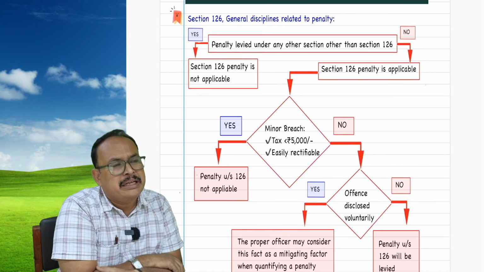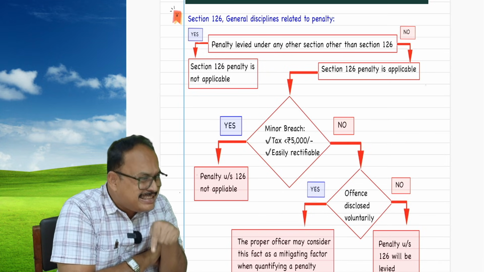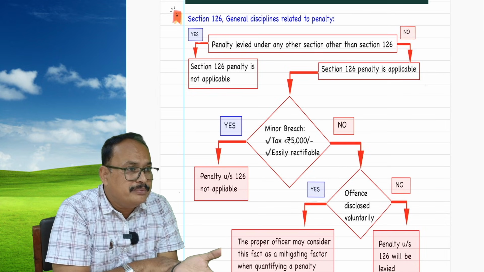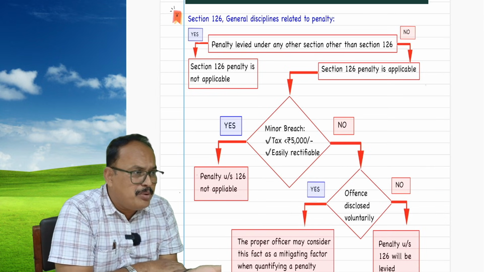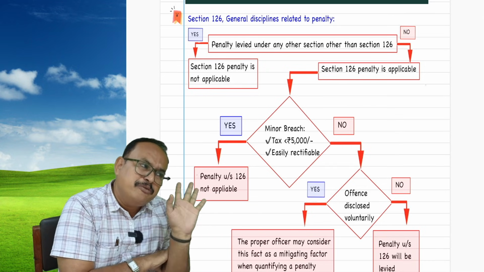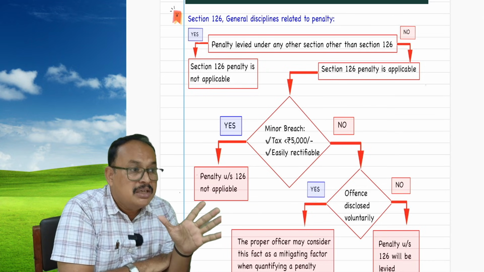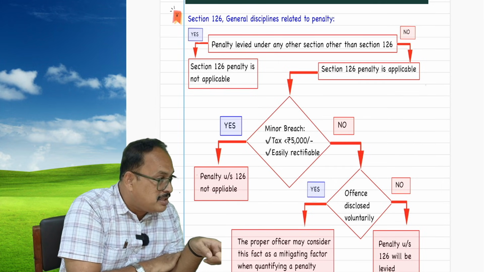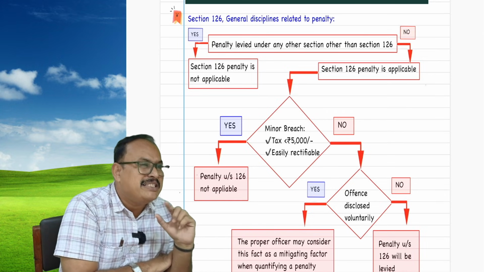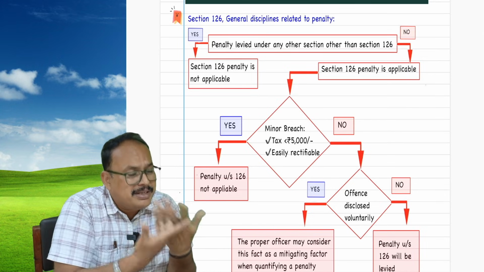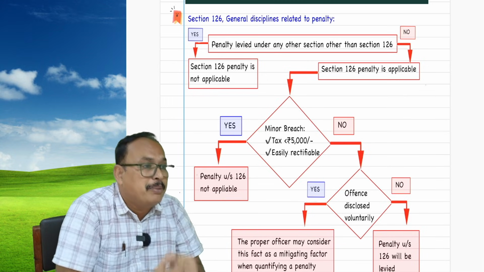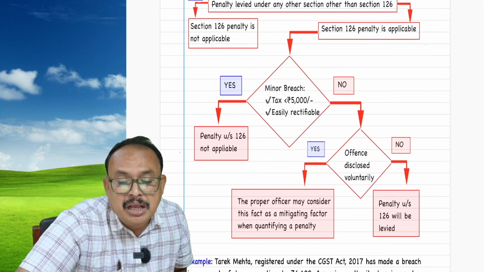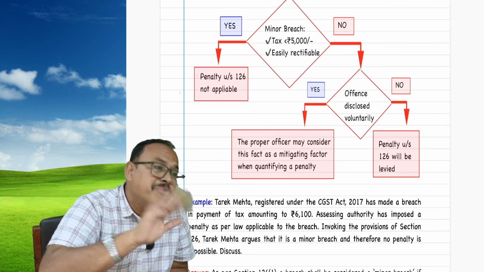What is a minor breach? If the value involved, the tax amount, is less than rupees 5,000 or it is easily identifiable from the records, easily rectifiable in the records, in that case, it is a minor breach. If minor breach, no penalty. Penalty will be waived. Sir, not a minor breach, sir. More than rupees 5,000 involved, or equal to rupees 5,000. Not a minor breach, sir. If not a minor breach, but the offence has been disclosed by the person who committed it before being detected by the department, yes, sir, in that case such breaches can be mitigated. That means they can be reduced or waived.